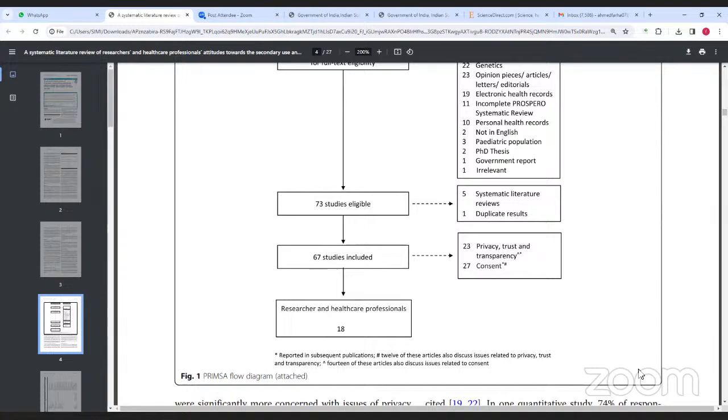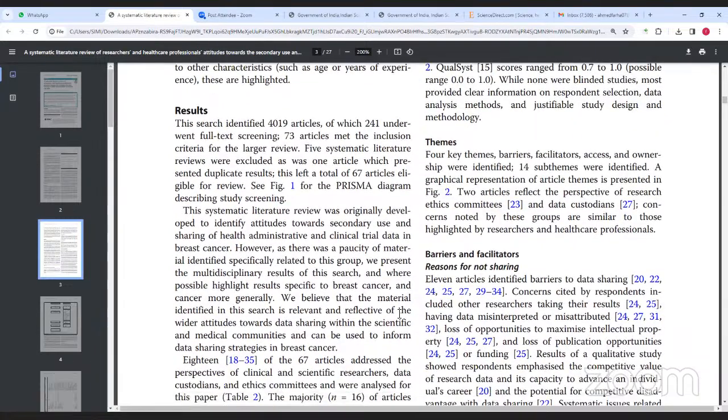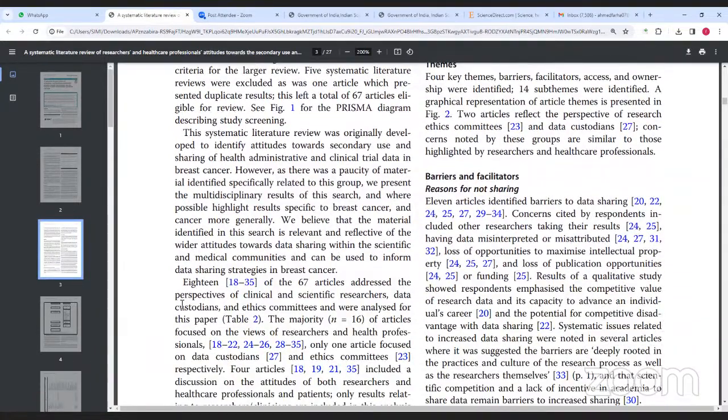Now you go to the result section. Yes, please read it. So that is the PRISMA diagram. Next. This systematic literature review was originally developed to identify attitudes towards secondary use and sharing of health administrative and clinical trial data in breast cancer.